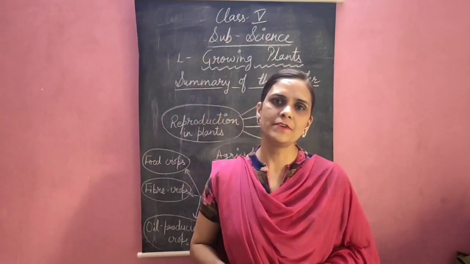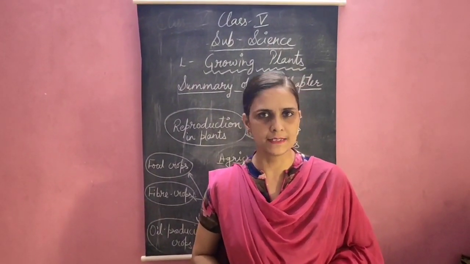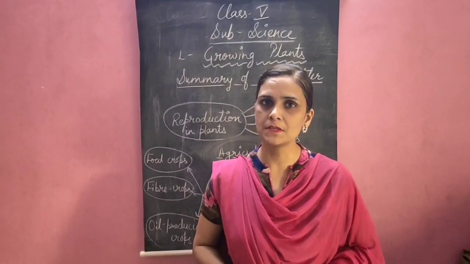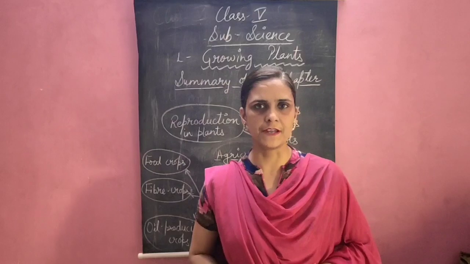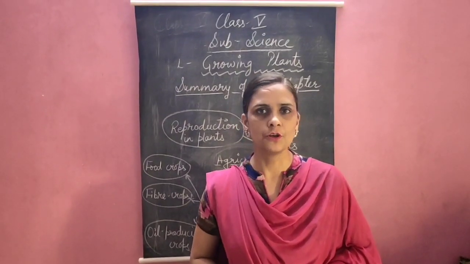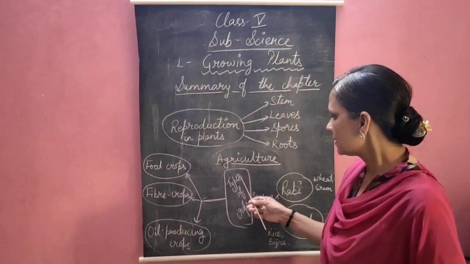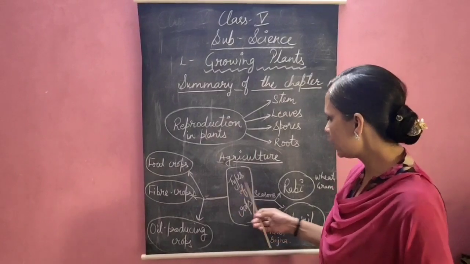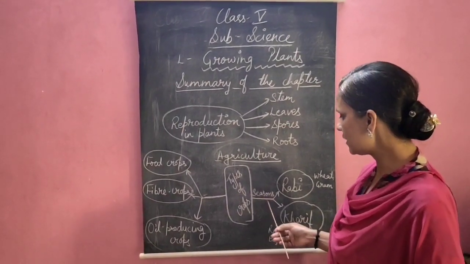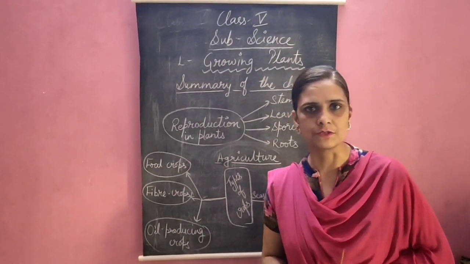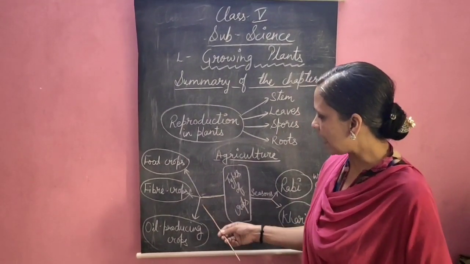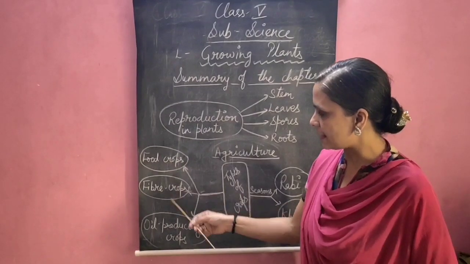Agriculture means when we grow a large number of crops at the same time. And what are crops? If the same type of plant is grown particularly in a field, then we call it a crop. When we talk about crops, the crops are categorized in two different ways. One according to the seasons and another one according to their yield or their use. So, the crops are divided into three categories.